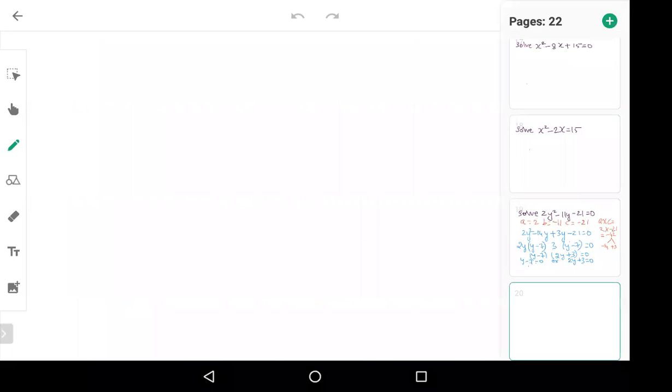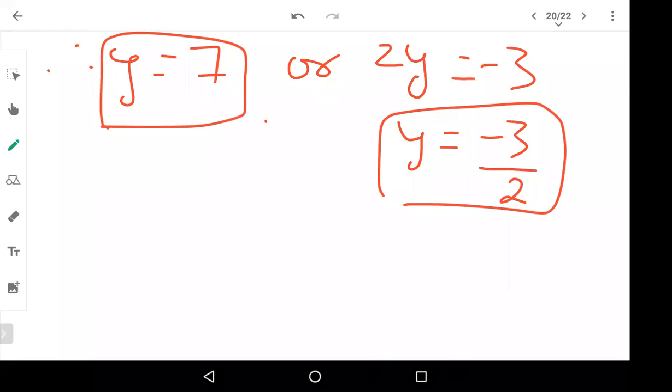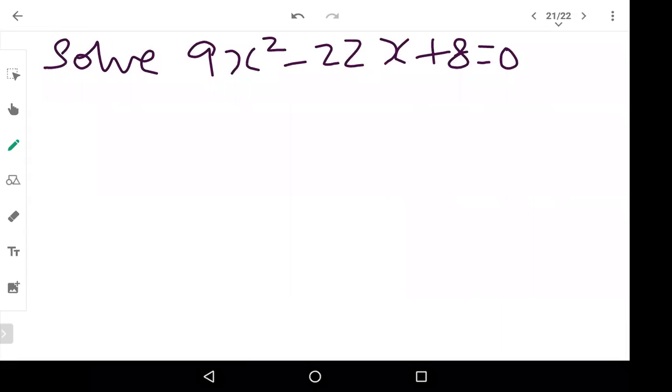Therefore, y is equal to 7 or 2y is equal to minus 3, y is equal to minus 3 by 2. So these two are my answers. Very good. Many of them are able to solve. You're participative. Very happy about that. Please continue that. Okay. Now, next, see, the more problems we solve, the more you'll be able to come through the factors. Okay. So now let us solve this problem.